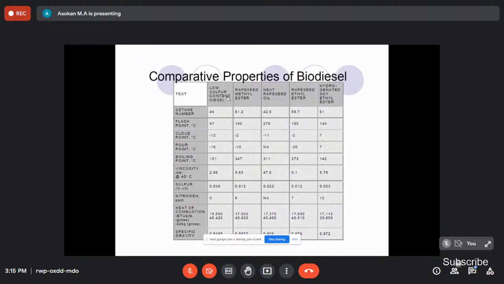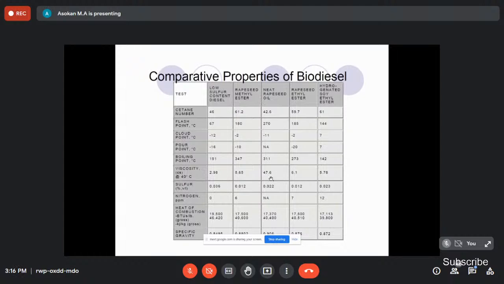See, the low sulfur diesel, and see, rapeseed methyl ester. Methyl ester means biodiesel. Then rapeseed oil, rapeseed ethyl ester. See here, the cetane number, the flash point, and the viscosity. What is the viscosity? 2.98 for diesel. But the rapeseed methyl ester is 5.65. Right? And the rapeseed oil, see, 47.6.